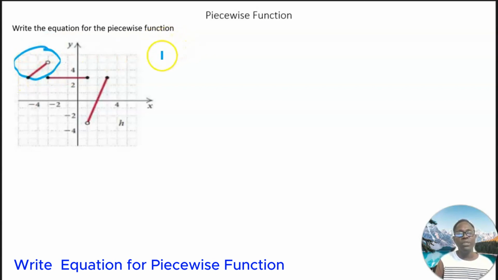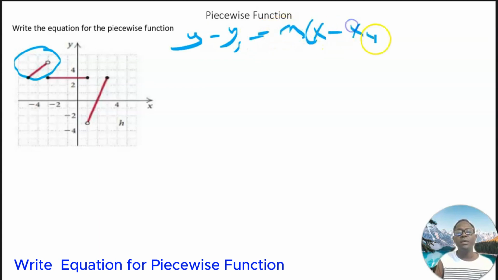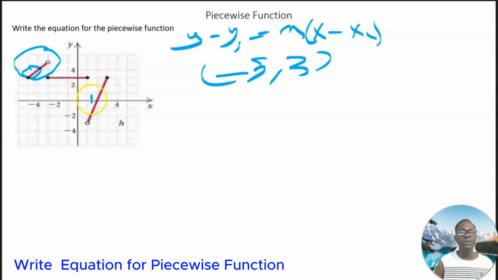I'm using the point-slope formula, which is y minus y1 equal to m times x minus x1. M is the slope, and (x1, y1) is a point the graph passes through. So we can find, for example, this point, which is (-5, 3). That's the point we have here. So we need to find the slope.